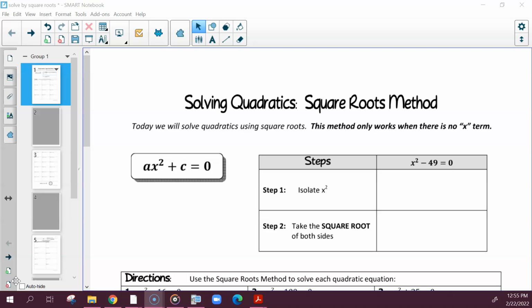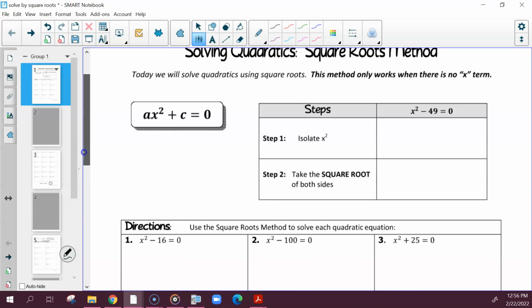ax squared plus bx plus c. It was in that format. Really, if it has something that's squared, it's going to be a quadratic. But here is another way to solve quadratics. With this, when we go to solve it, there is no x term, so there's no bx in this case. We just have ax squared and we have c. So let's walk through this.